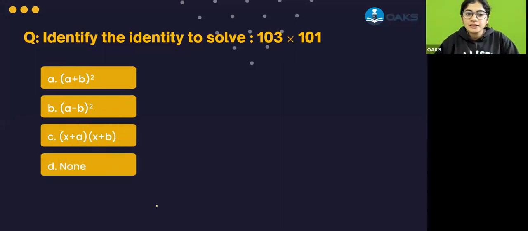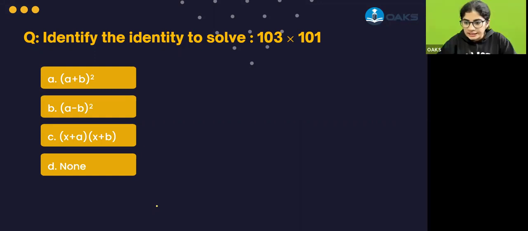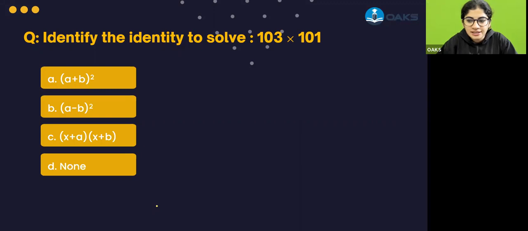You need to answer which identity I need to use here to solve such a question. That is 103 into 101. Okay, school 1, can you answer? Yes, you can answer. Can you repeat? See, madam. Okay, great. So school 1 has answered that the answer is C. School 2, will you answer?